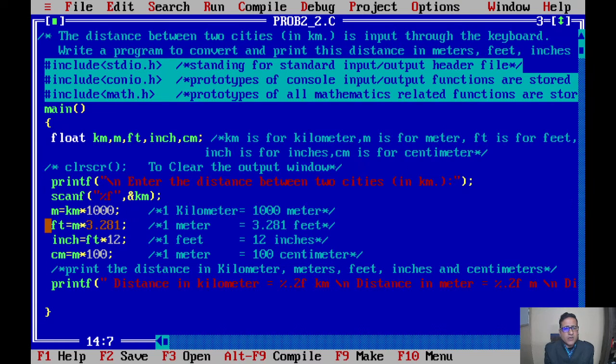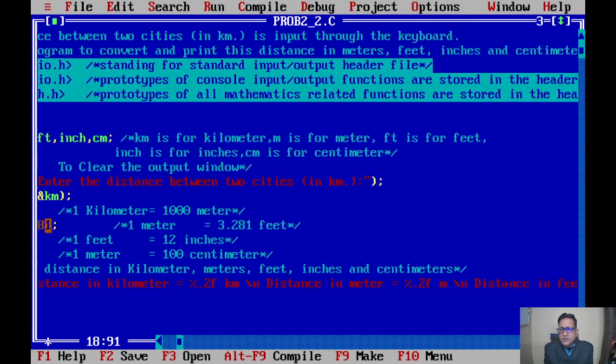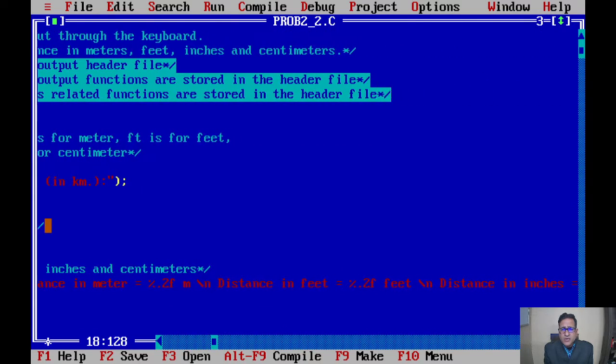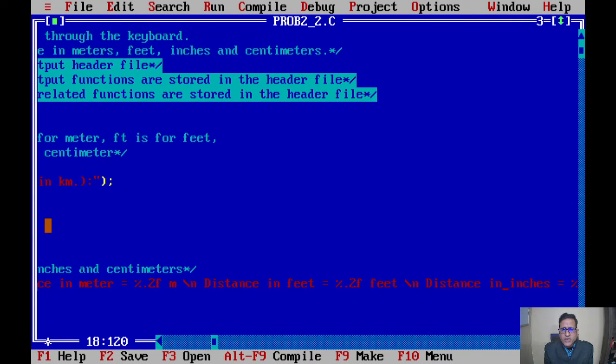FT and multiply. These are totally right, so I will keep that. Is there some problem in printing? Distance in feet is equal to %. So let's try again.